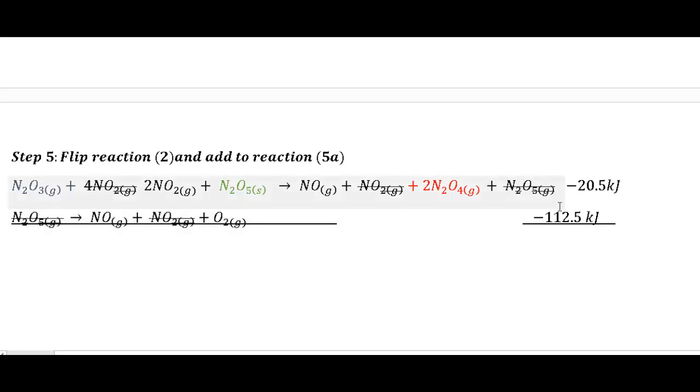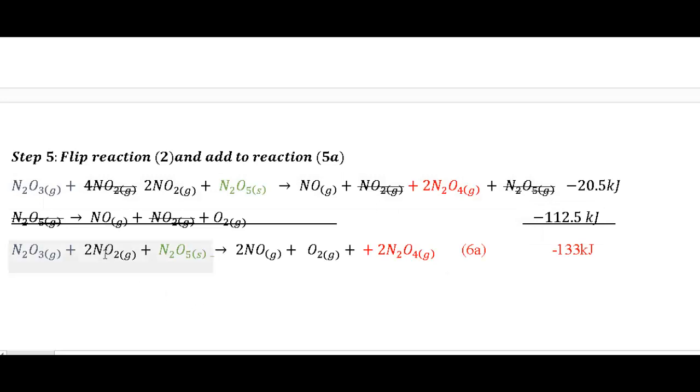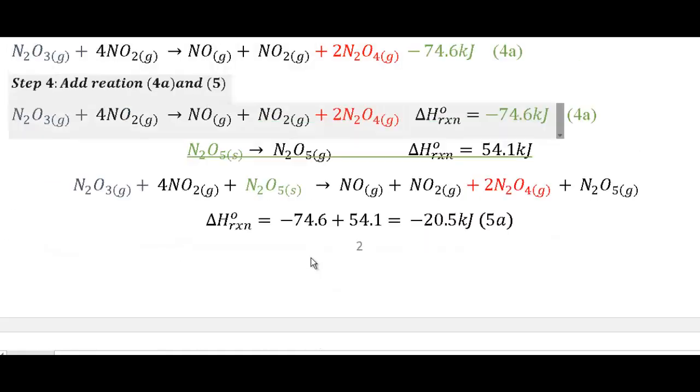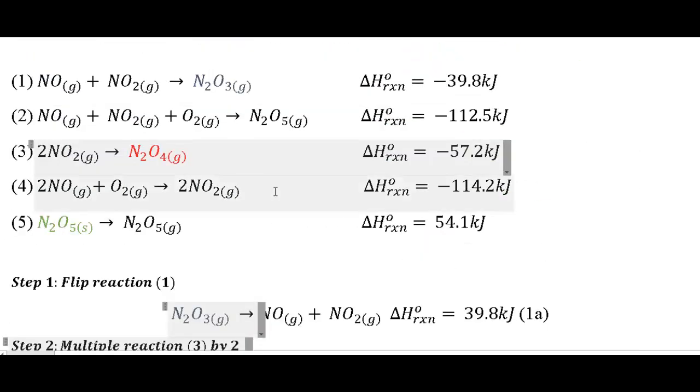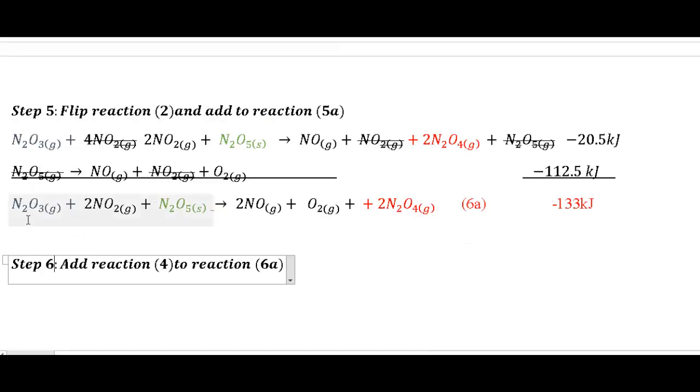Let's add up the corresponding enthalpies. So after clearing up all of this, we added the enthalpies and got minus 133 kilojoules. I'm going to call this, for lack of anything else, 6A. And we still got our reaction here. Now let's go back and see what we can do to get rid of the NO2s, the NOs, and the O2s. I believe that will have to be reaction 4 because that's the only reaction that we have not used up. So I have a little bit of a messy situation here, but I still have all the reactants and products in the right place.